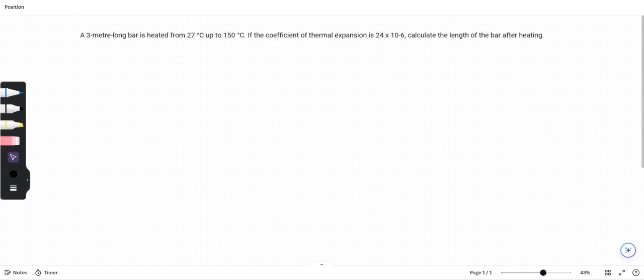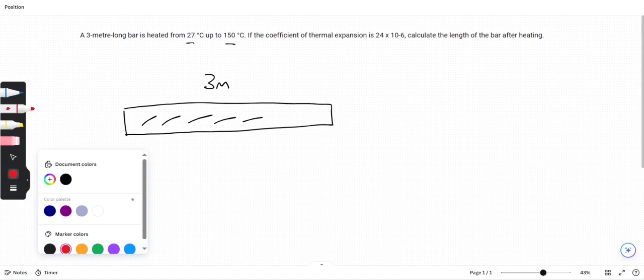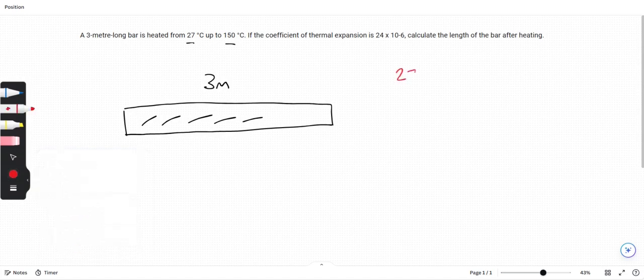Right, this question is about, let me draw it. We've got a 3 meter long bit of metal, like that. So it's 3 meters long, bit of metal. And it's been warmed up from 27 to 150. So we're adding a bit of heat. So we go from 27 degrees up to 150 degrees C.